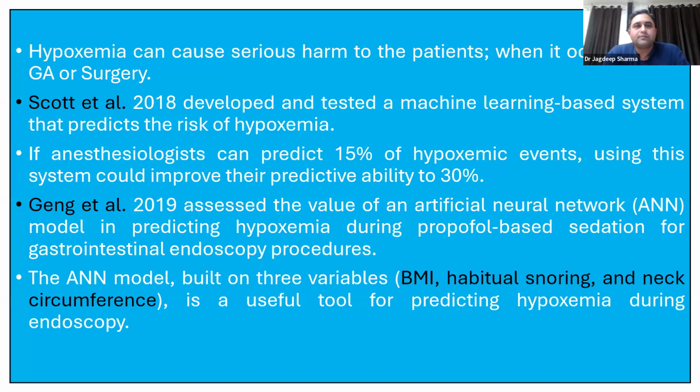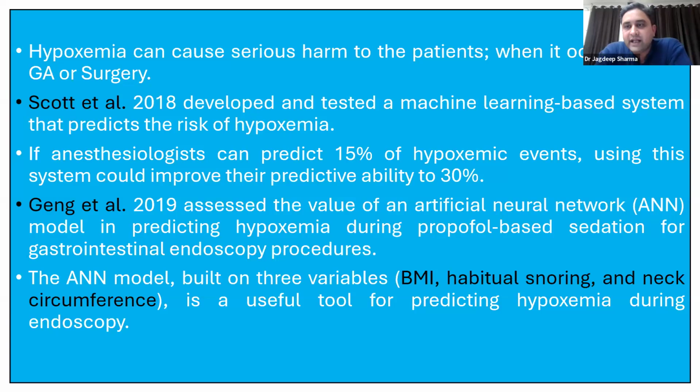Scott et al. in 2018 developed and tested a machine learning based algorithm, and found that an anesthesiologist can predict 15% of hypoxic events. If they incorporate this AI algorithm, their predictive ability increased to 30%.